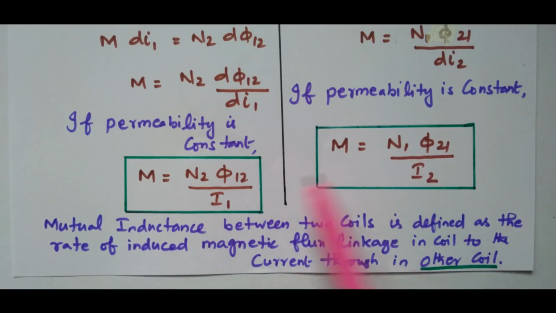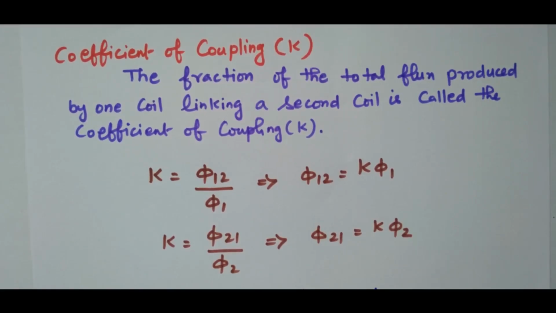Now we got two expressions for mutual inductance. Now we'll go to the coefficient of coupling. The coefficient of coupling K is nothing but the fraction of total flux produced by one coil linking a second coil. That is K equal to phi 12 divided by phi 1. That's the fraction of the total flux produced in one coil that is linking with the second coil. The ratio phi 12 divided by phi 1 is nothing but the coefficient of coupling.